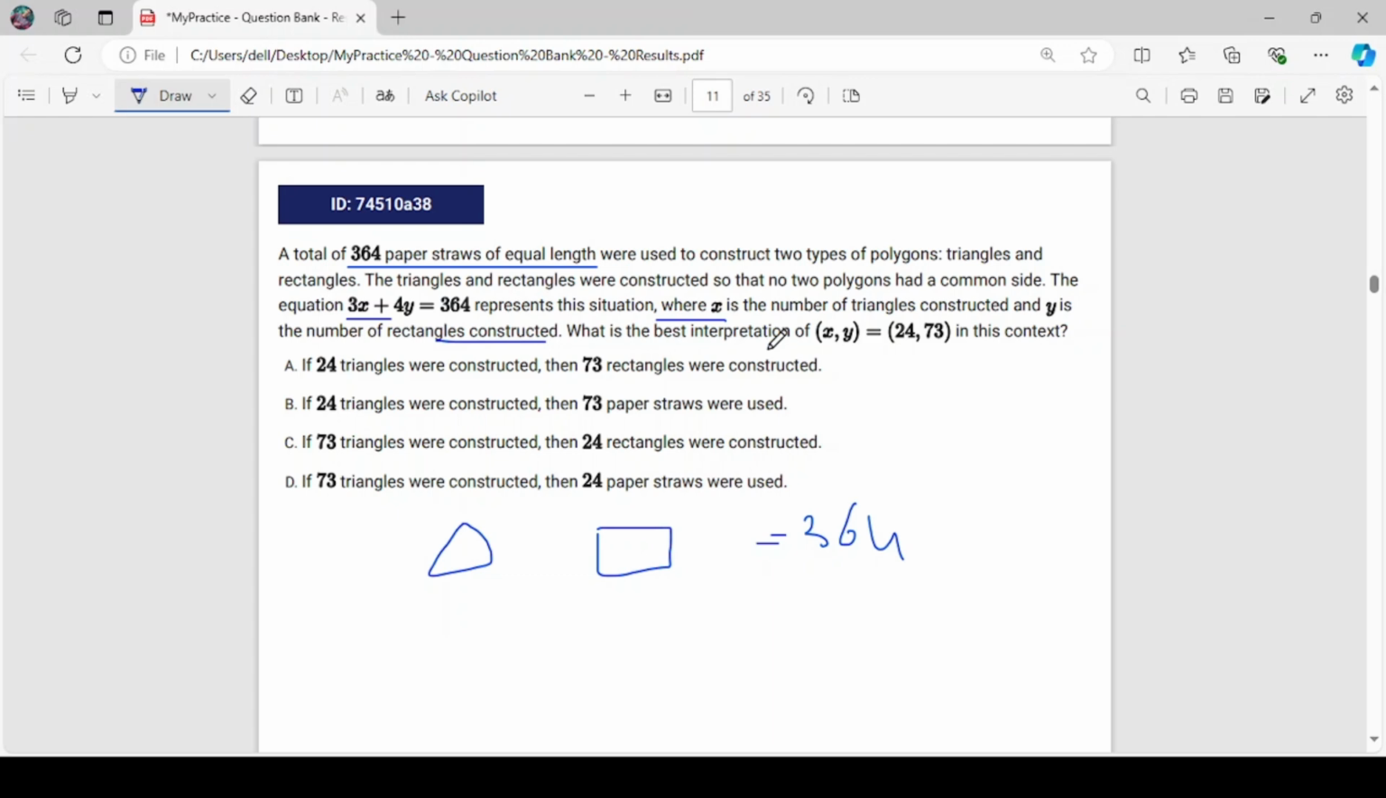What is the best interpretation of the solution (x, y) = (24, 73) in this context? They told us x is the number of triangles constructed, so 24 is the number of triangles constructed and y is the number of rectangles constructed. So if 24 triangles were constructed, then 73 rectangles. Exactly, perfect, this one's good.